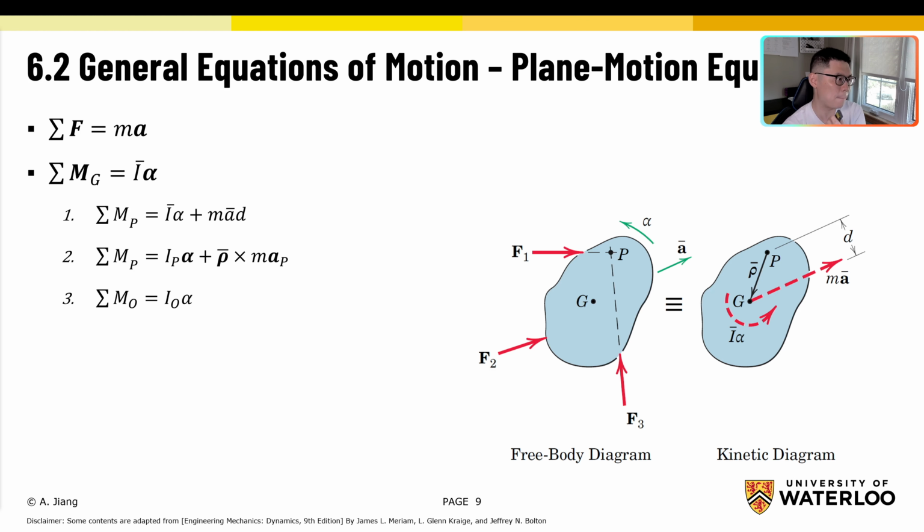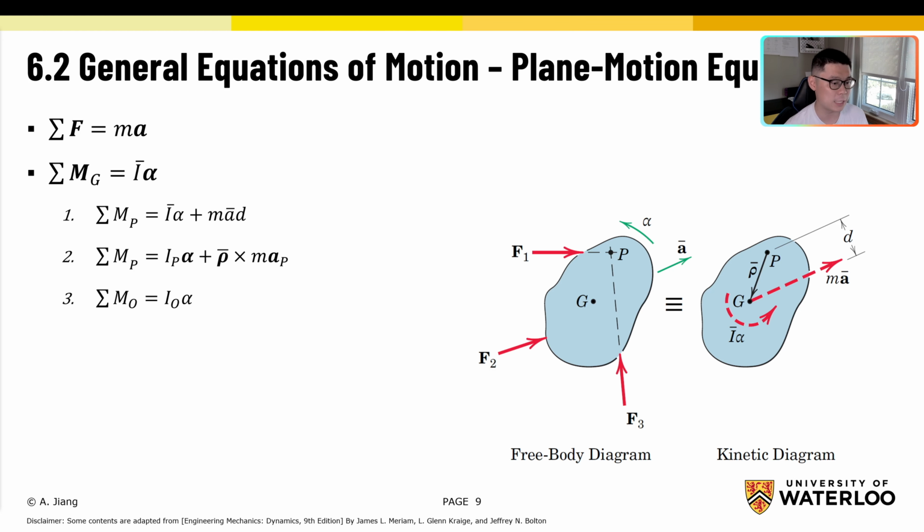So if you choose P as your reference point, instead of just the mass center G, when you're calculating the moment, the only force that will create a moment is F2. Then you can see in the kinetic diagram on the right, the only two things left are ma, which is caused by F2, and I alpha, which is caused by the angular acceleration of the object itself, if there is any, if it's rotating.